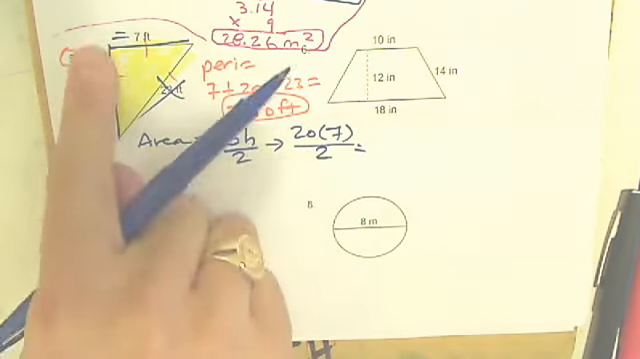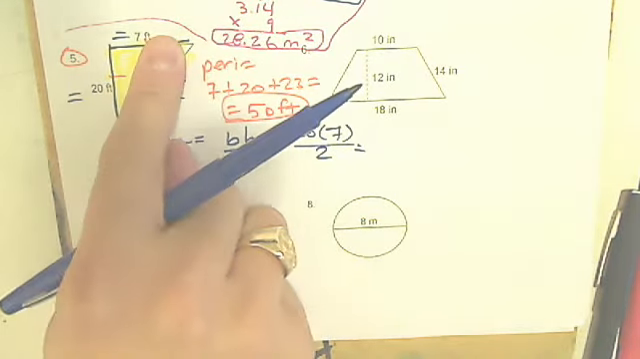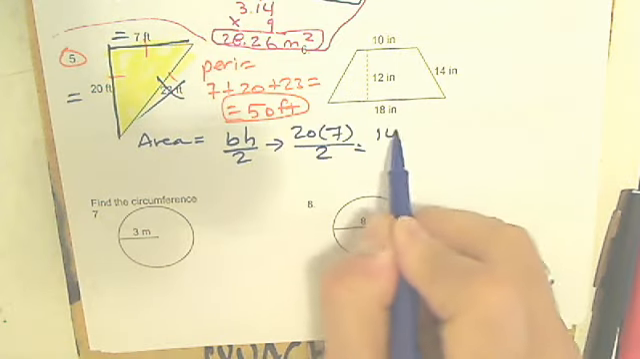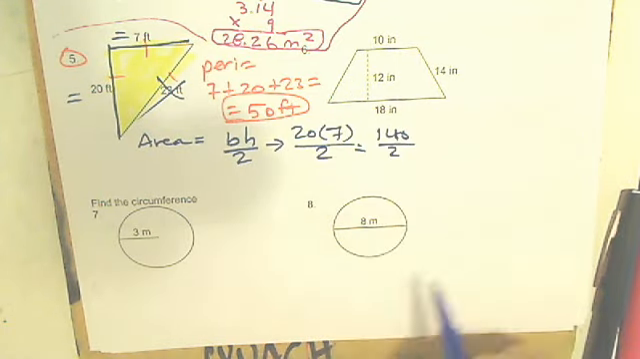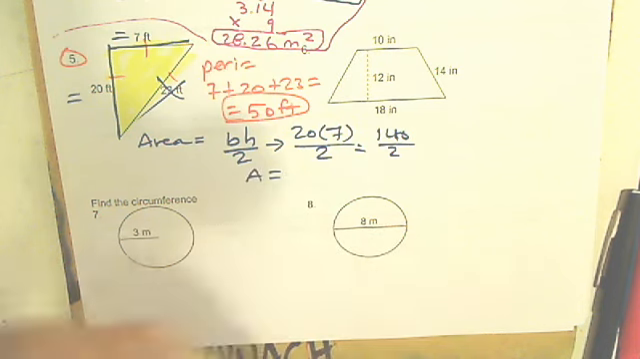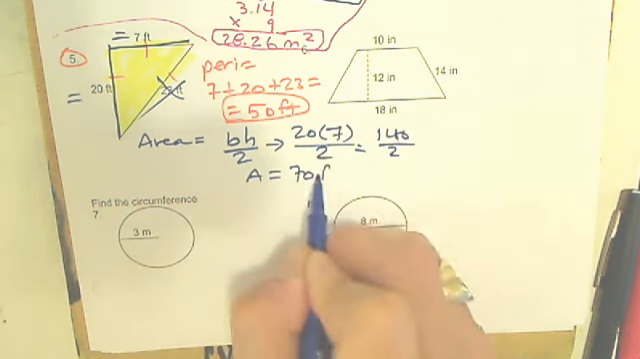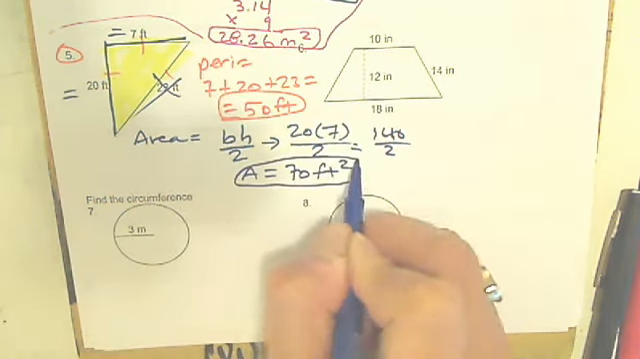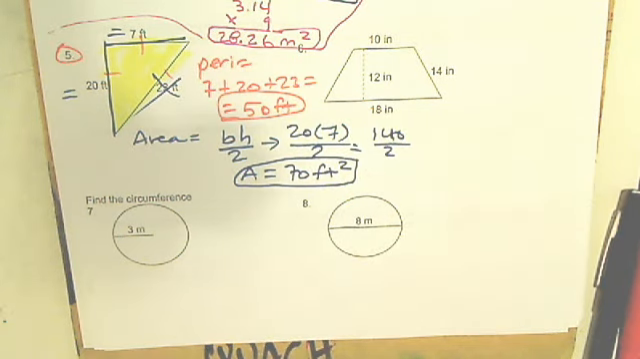So here, 20 times 7 is 140, half of 140. The area of this triangle is 70 feet squared. 70 feet squared. Hold on. Oh, you didn't record it. We'll be back.